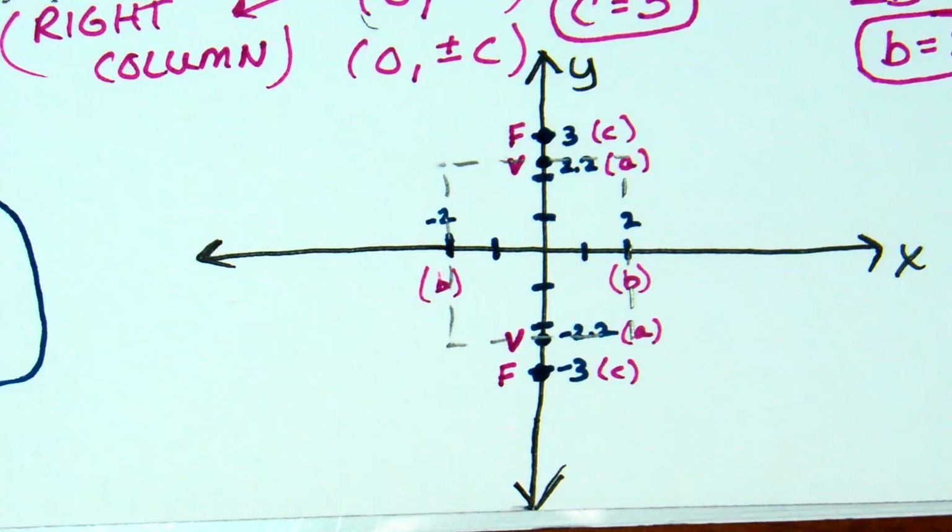Is this supposed to be through your focus though? No. Hold that thought. We're making this box that will allow us to set up our asymptotes. We want that box to go through where the vertices are, which is your A value. Your foci, your C value, is just a point inside the box.